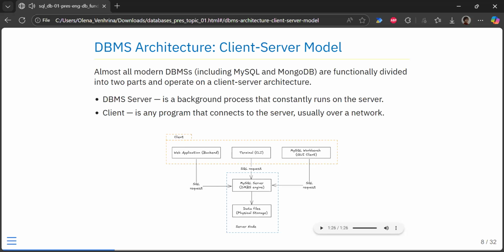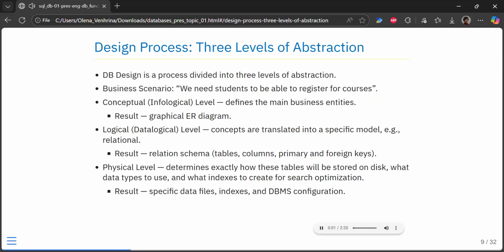Okay, we know our tools: data, database, and database management system. Now the question: how do we design a database from scratch? Of course, no one sits down and starts writing code to create tables immediately. The professional design process is divided into 3 levels of abstraction. This is a fundamental concept that allows us to separate business requirements from technical implementation.